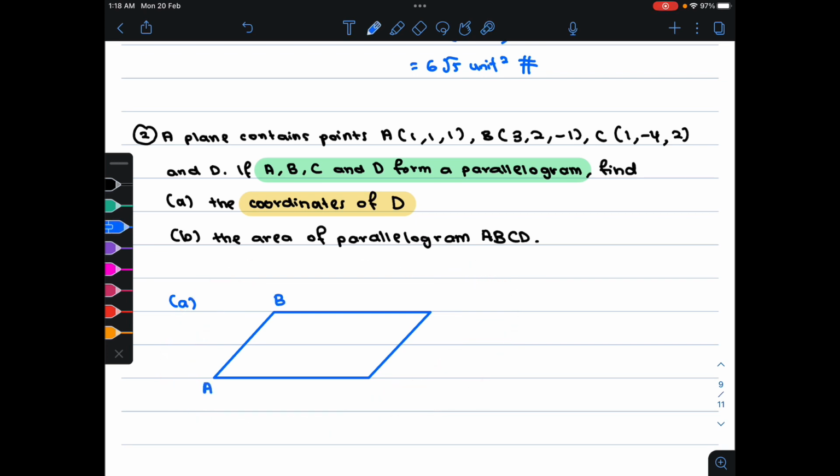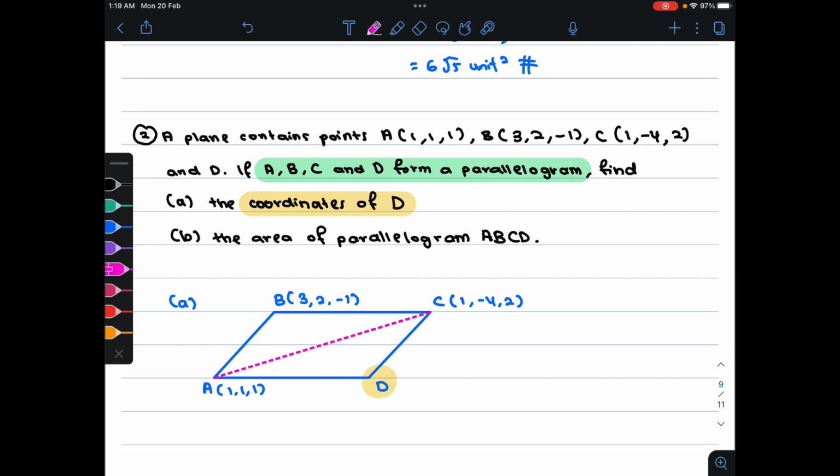So let's say I'm gonna do it in this rotation, in this order. So let's label point A as (1, 1, 1), point B as (3, 2, -1), point C as (1, -4, 2), and D. So our aim is to find the coordinate of point D.